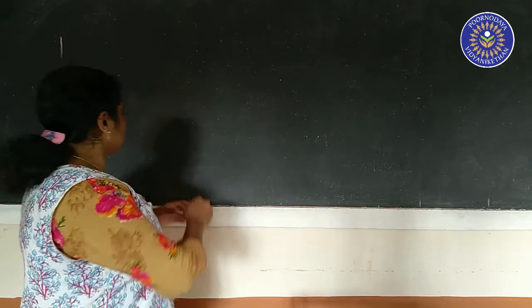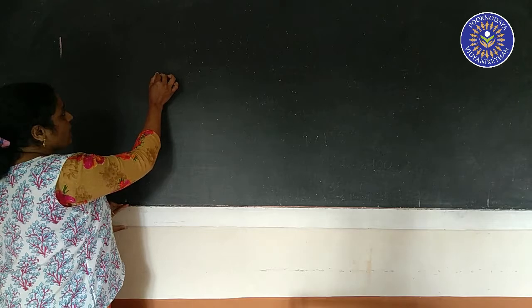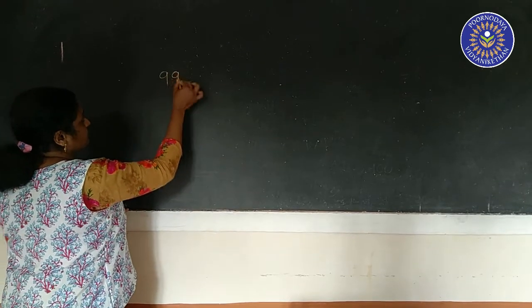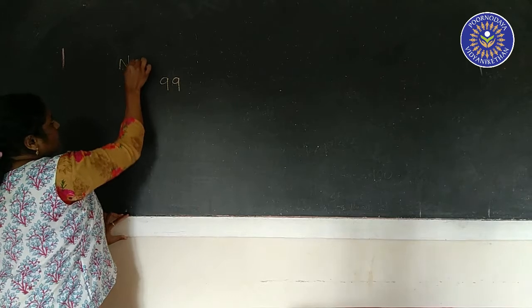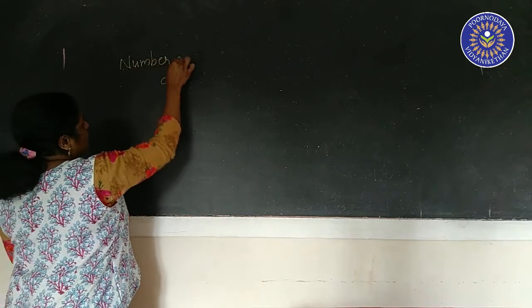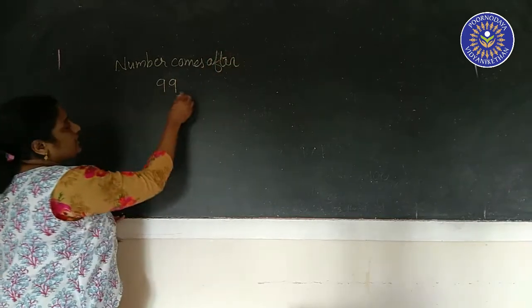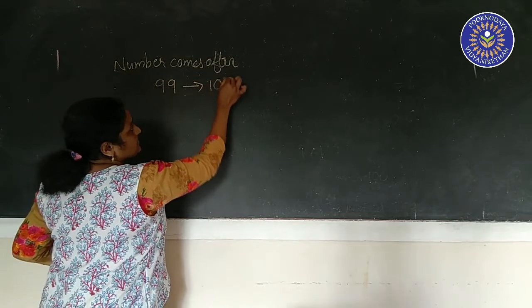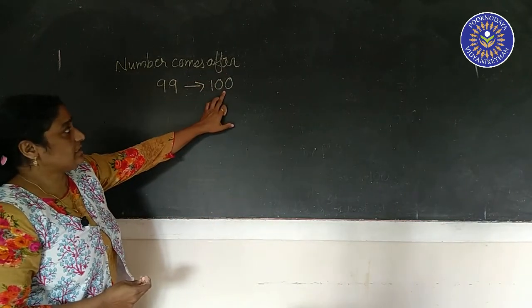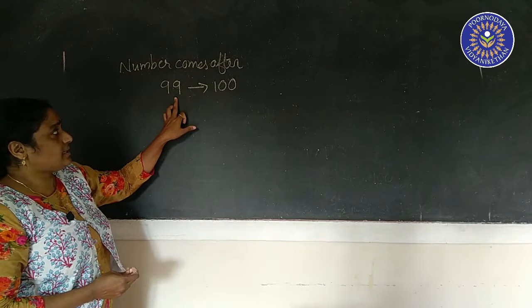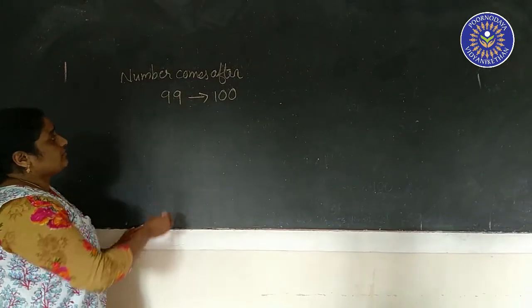Now let us recall the number that comes after, before and between. That you have already learned in your previous classes. Now I will give you one example. Which number will come after 99? After 99, which number will come? 100. How will we get this 100? We have to add 1 to this 99. We will get 100.